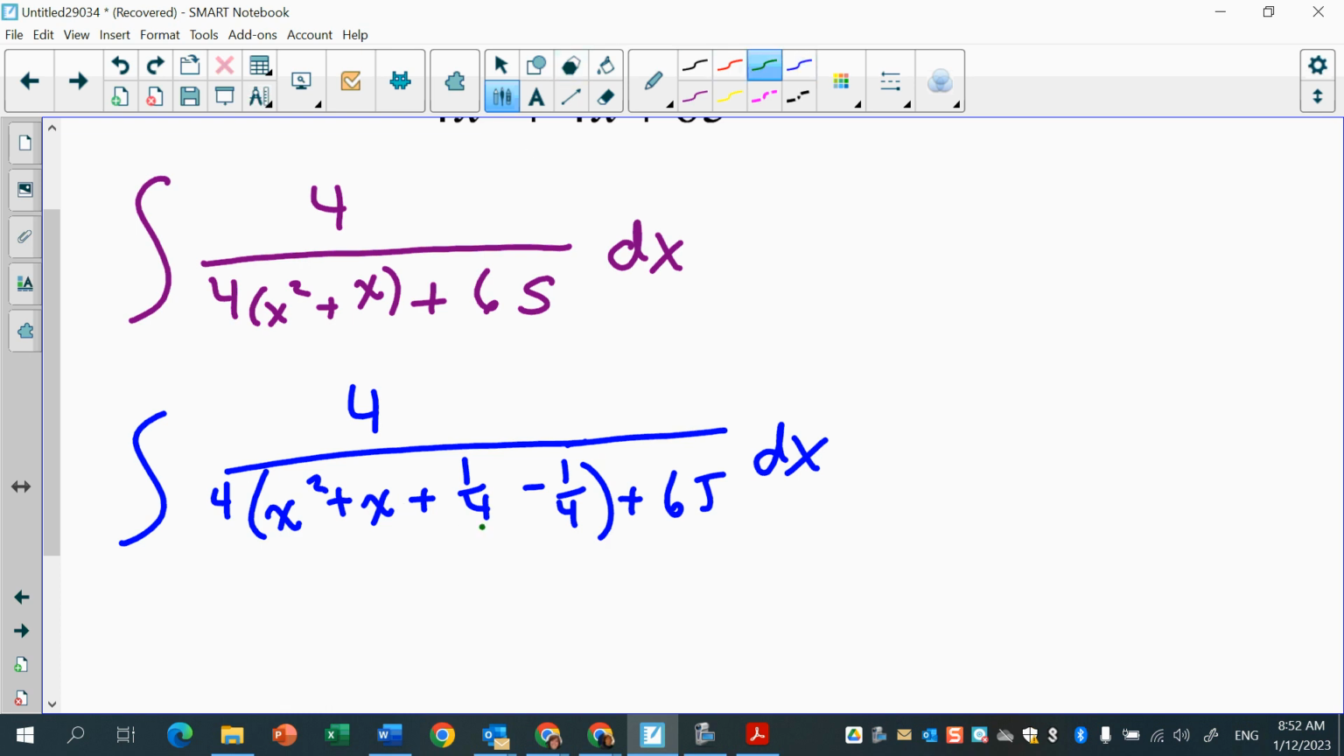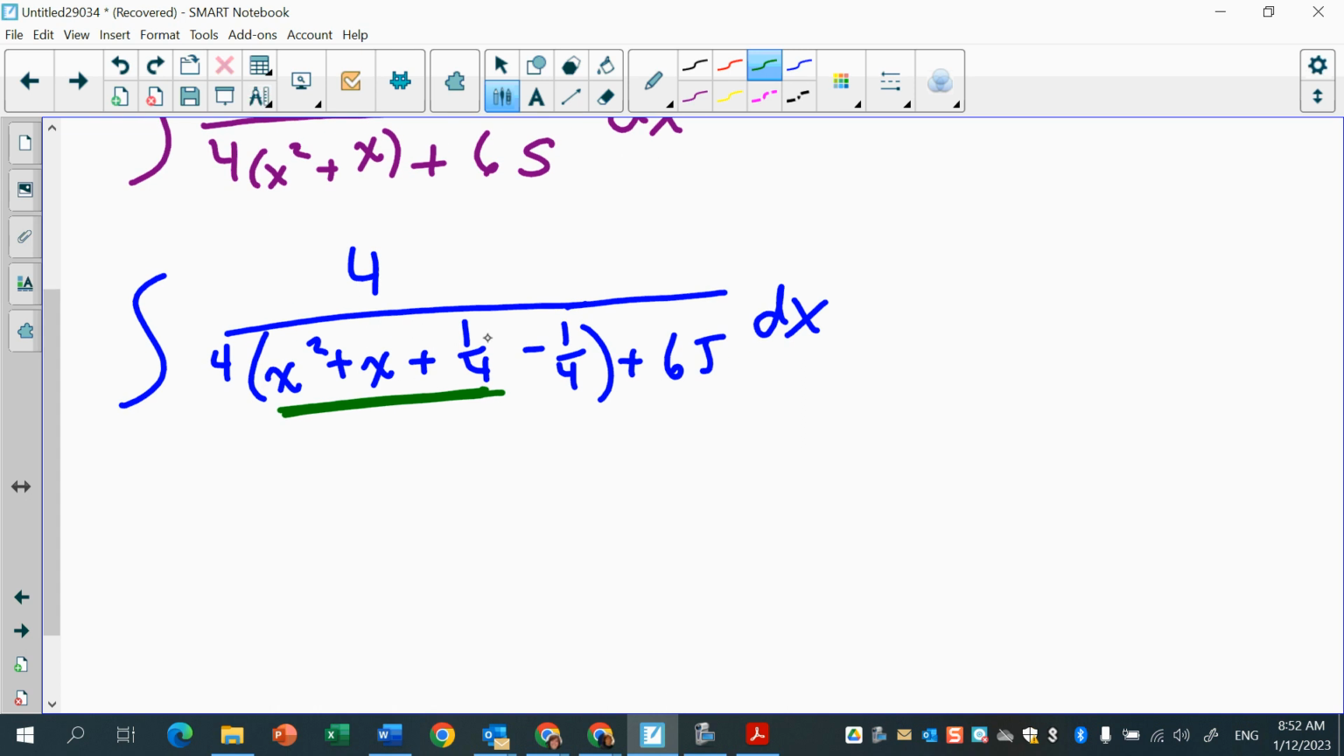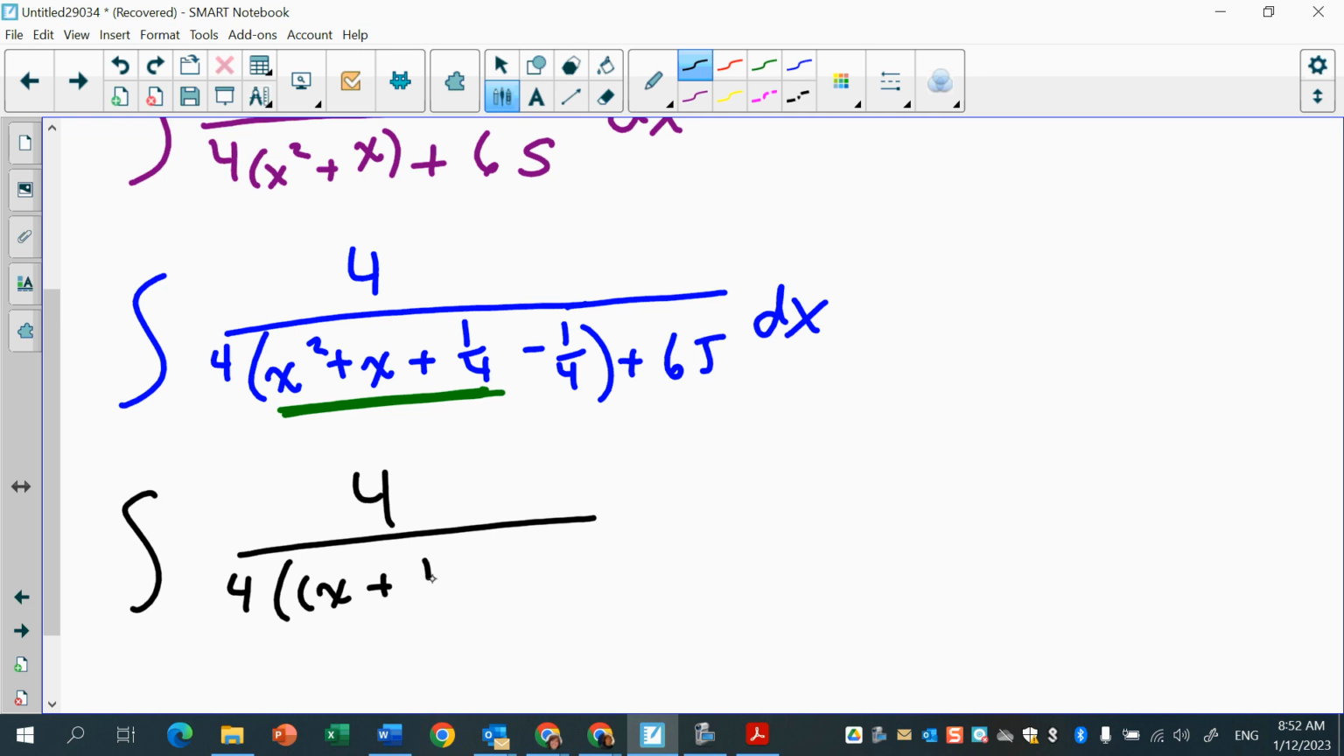Because I'm going to care about this piece, since this is my perfect square. This, I'm going to distribute. So I have 4 parentheses, and another inside parentheses. This is x plus 1/2 quantity squared minus 1/4. And I still have this plus 65.